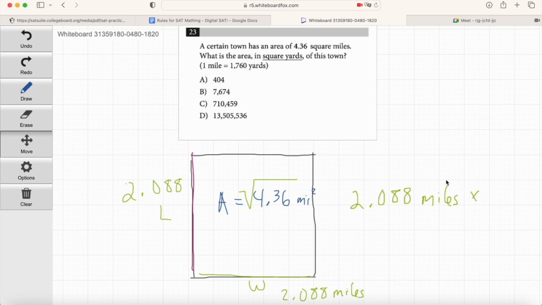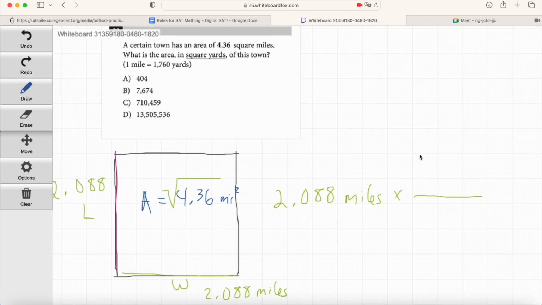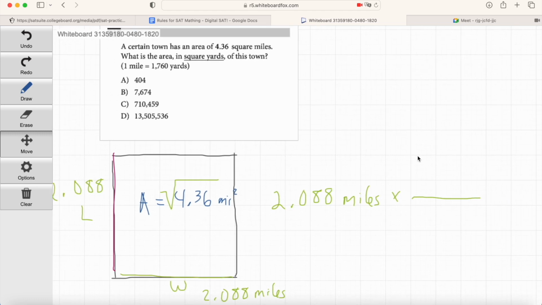We're going to multiply by this fraction. We want to go into yards, so do we put yards in the numerator or in the denominator? Numerator. We're putting yards in the numerator. Absolutely. Put miles in the denominator.